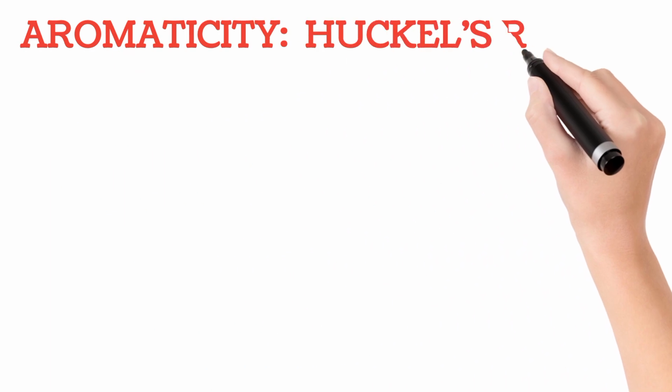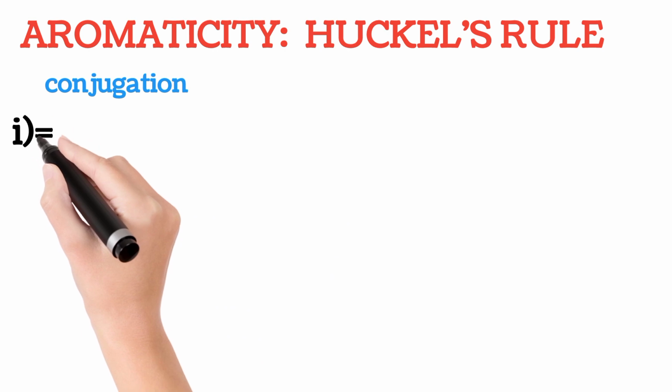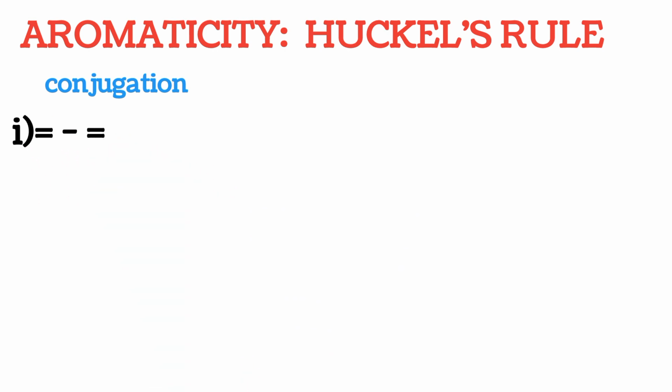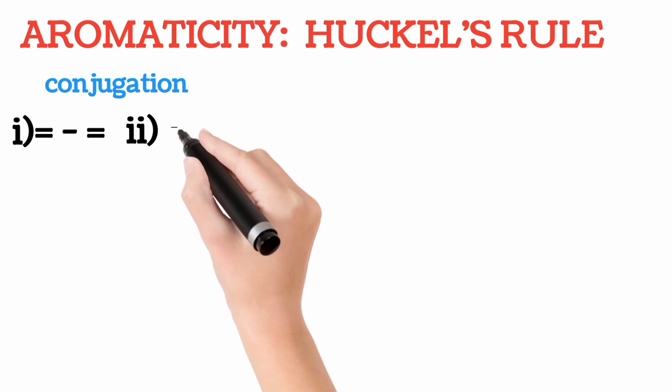In this lesson we'll be looking at aromaticity, Huckel's rule. But before we continue, let's look at the concept of conjugation, an easy way to understand it. Number one, if you have a compound where a double bond is followed by a single bond and a double bond, it is a conjugated compound.